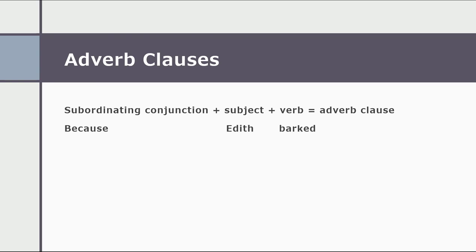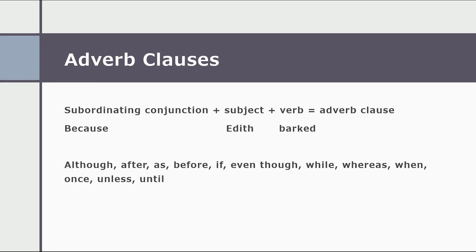Unfortunately, there's no fancy acronym to remember subordinating conjunctions. Here's a list of some that are common, in no particular order: although, after, as, before, if, even though, while, whereas, when, once, unless, and until.